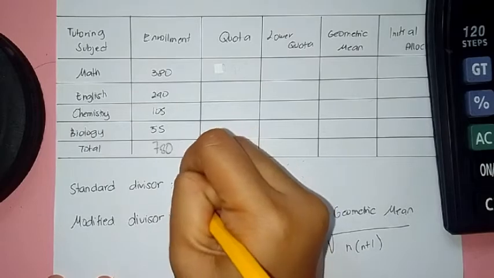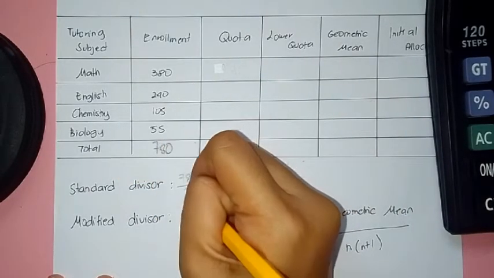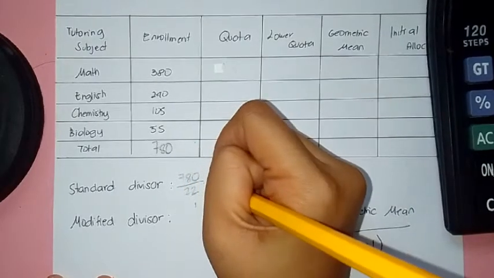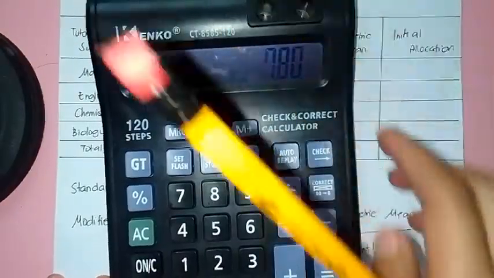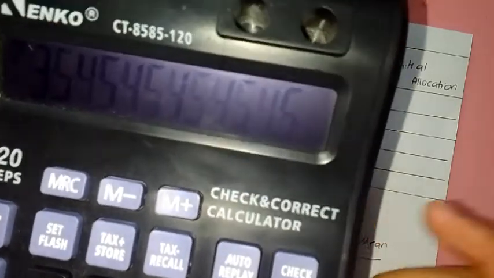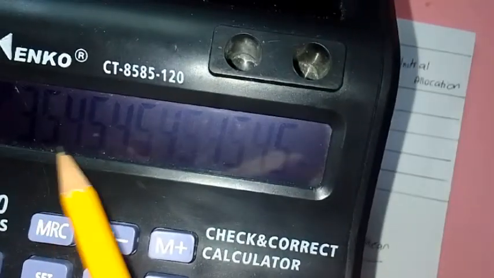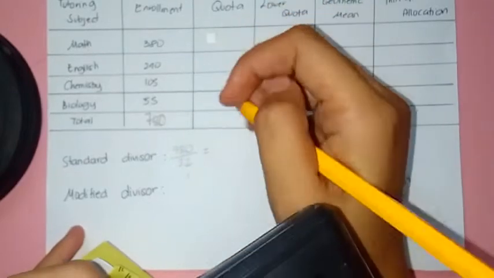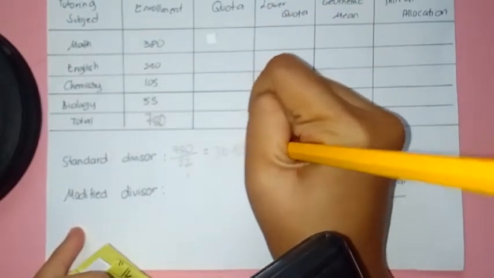So, we divide it by 22, the given number of tutors in the example. So, 780 divided by 22. The answer is 35.45. So, the standard divisor is 35.45.